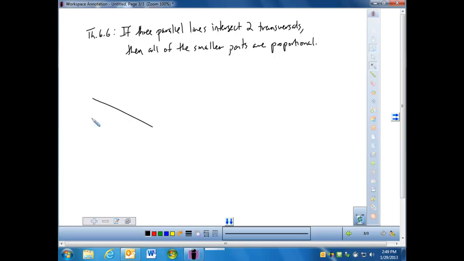So here are my parallel lines, and I've got some transversals. Hopefully you're already seeing where your fractions could be.